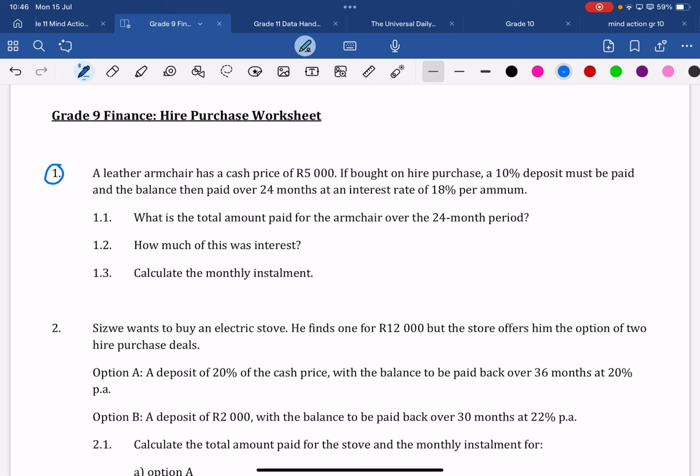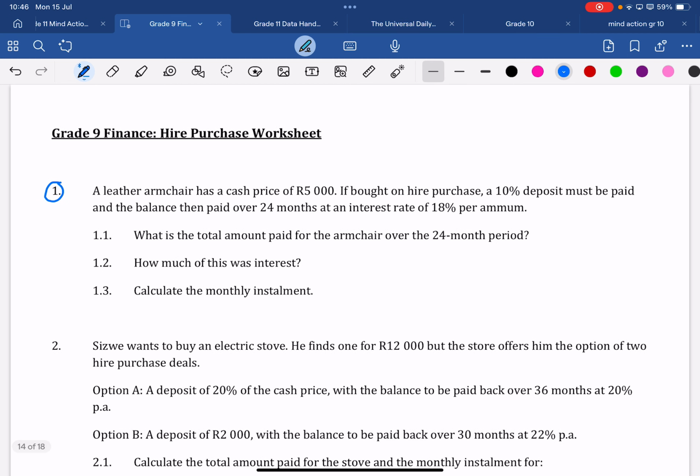They're saying a leather armchair has a cash price of 5,000 Rand. If bought on hire purchase, what do we think if we see hire purchase? We think simple interest. Okay, so guys, you can write next to the heading of this worksheet, we are going to use this formula for all of the interest calculations here. We are not going to use the compound interest formula at all. Hire purchase is always simple interest.